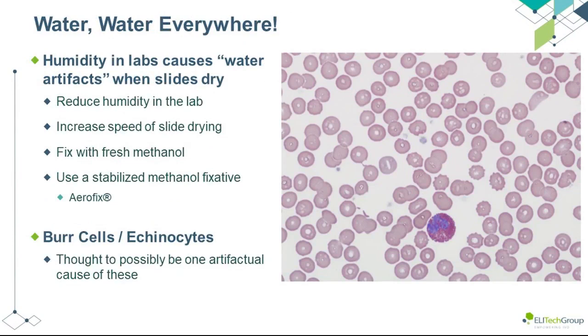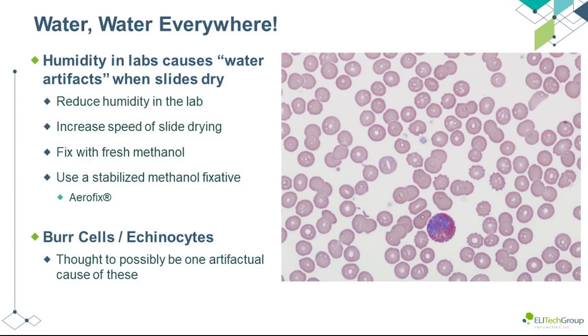Water everywhere. Water might seem harmless in the laboratory, but for Romanowsky staining it can lead to several artifacts and difficulty viewing under a microscope. Excess humidity in labs, usually over 30% relative humidity, can lead to water or drying artifact on blood and bone marrow smears. It's thought that this happens when the smears are made and slides are slowly drying in a humid environment. This results in water spotting that sits on top of the RBCs, obscuring the cytoplasm and morphology. This drying artifact can also be described as giving a moth-eaten appearance of the red blood cells.